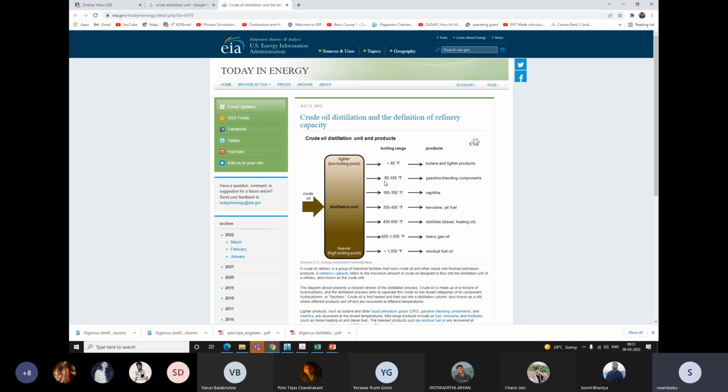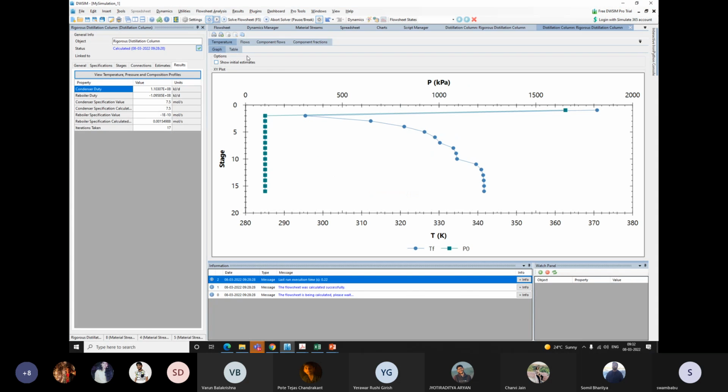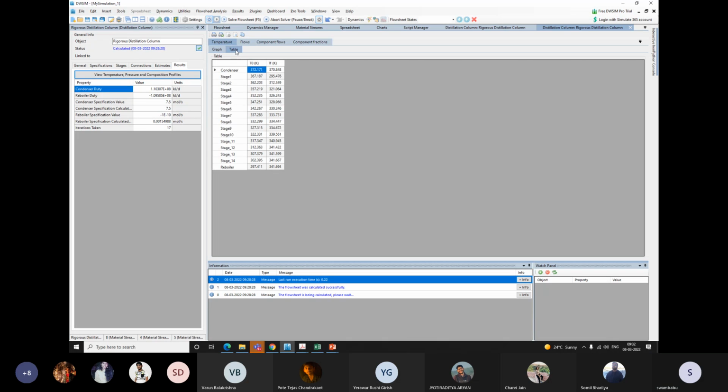The streams ranging between 85 to 185 are taken as a gasoline blending component. As you observe, the temperature varies from bottom to top. You can see the temperature varies, 372, 367, all these temperatures. Similarly, liquid temperatures vary, and vapor and liquid temperatures vary.